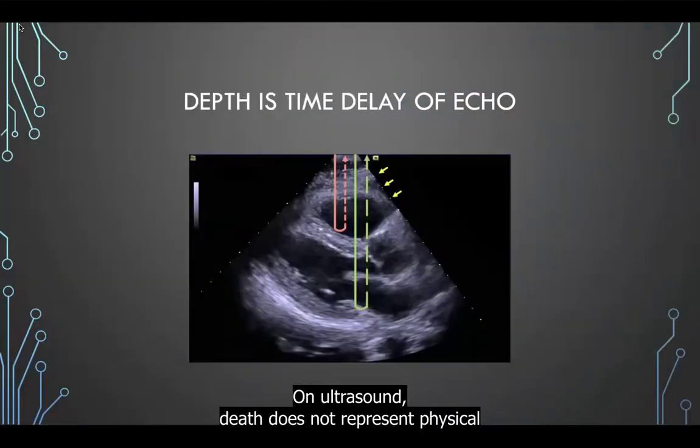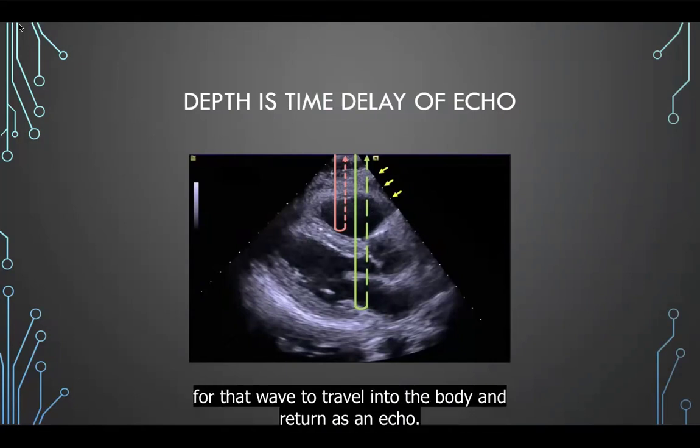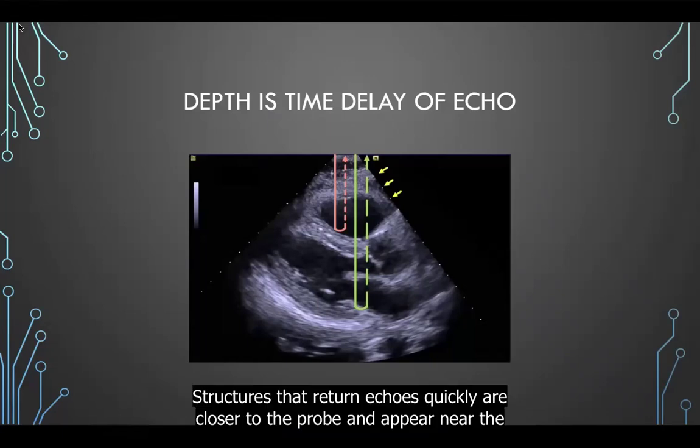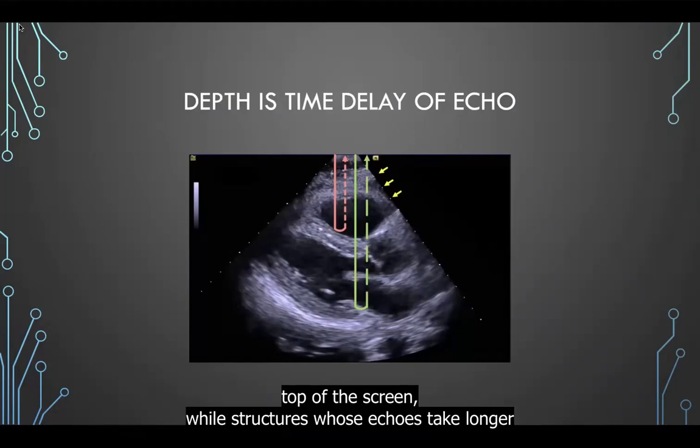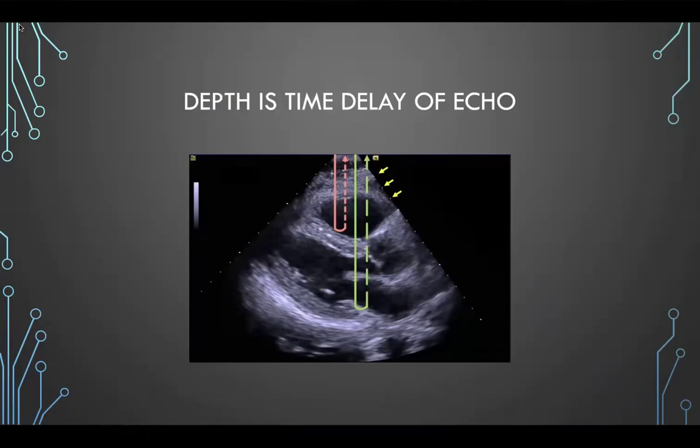On ultrasound, depth does not represent the physical distance directly. It actually represents time delay. When the probe emits a sound wave, the machine measures how long it takes for that wave to travel into the body and return as an echo. Structures that return echoes quickly are closer to the probe and appear near the top of the screen, while structures whose echoes take longer to return are farther from the probe and appear lower in the screen.